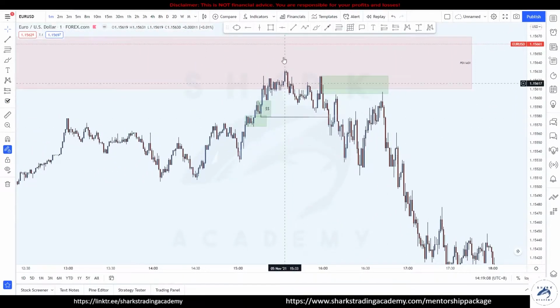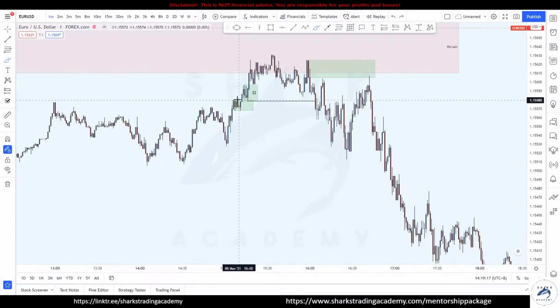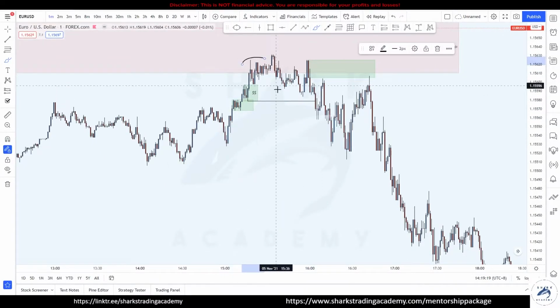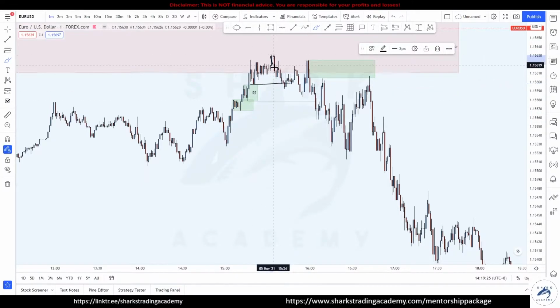Okay, so now price makes its way higher and broke structure over here. You can see this is the break of structure. This is the low that created the high. Okay, this is the low that created the high. So at this instance, you are ready to look for sells. When price broke structure, you could have been a seller here.